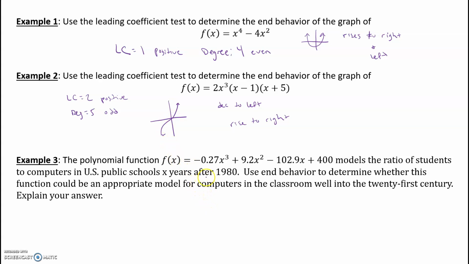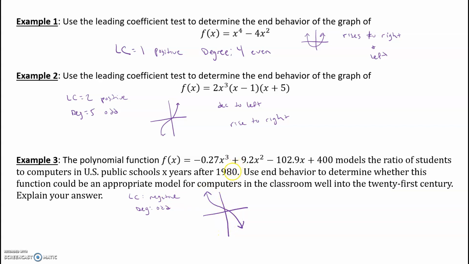Here it says the polynomial function models the ratio of students to computers in U.S. public schools x years after 1980. Use end behavior to determine whether this function would be an appropriate model well into the 21st century. Explain your answer. So let's talk about end behavior. Our leading coefficient is negative. And our degree is odd. So again, end behavior is all we care about. This isn't what the actual graph looks like. But with negative, we want to start high and end low, right, with that odd.